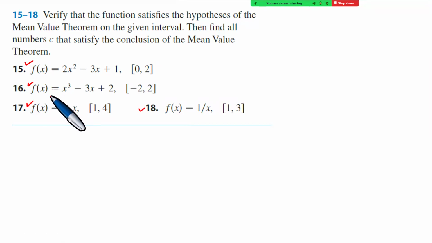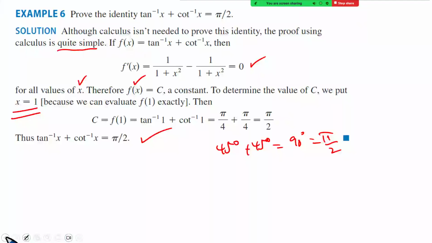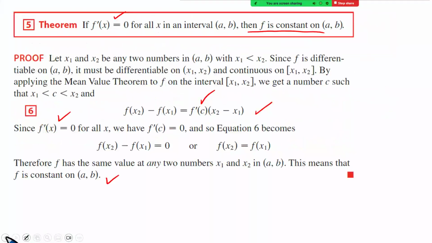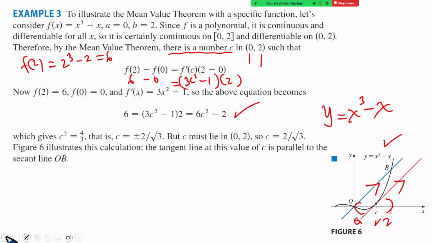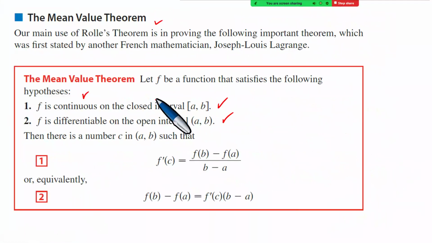Yesterday, we discussed the two hypotheses of the mean value theorem, and they have been stated here. Let us take a look at the two hypotheses so that you're able to remember them. Here is the mean value theorem. We said let f be a function that satisfies the following hypotheses. Hypothesis number one, f is continuous on the closed interval [a, b]. Hypothesis two, f is differentiable on the open interval (a, b).